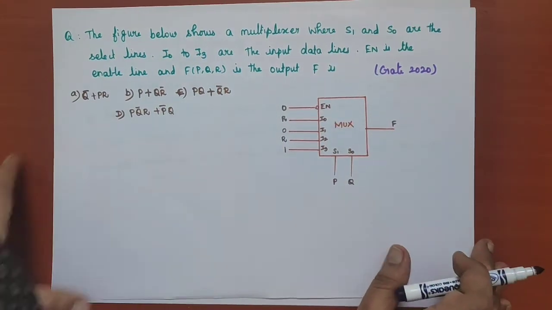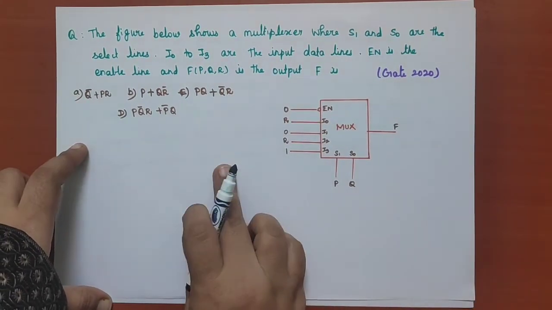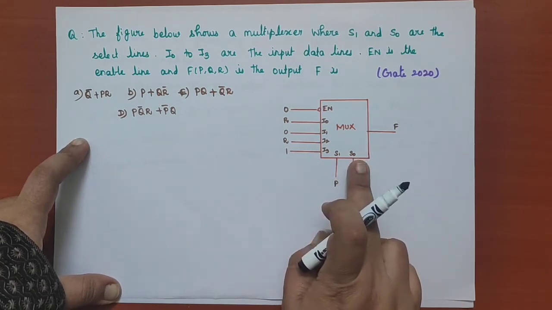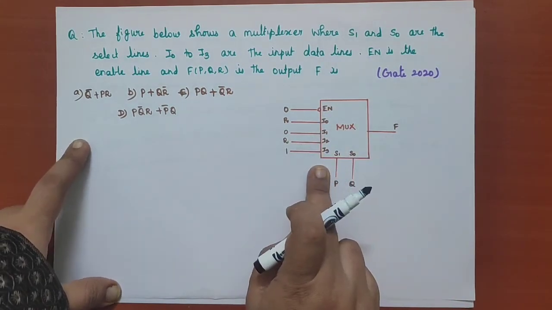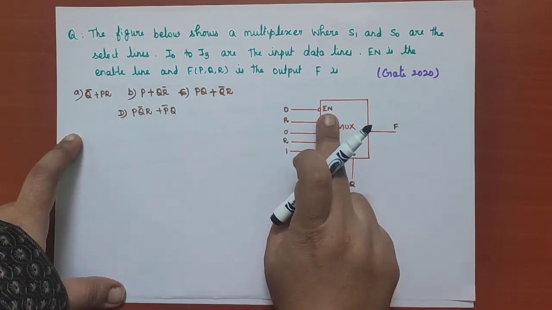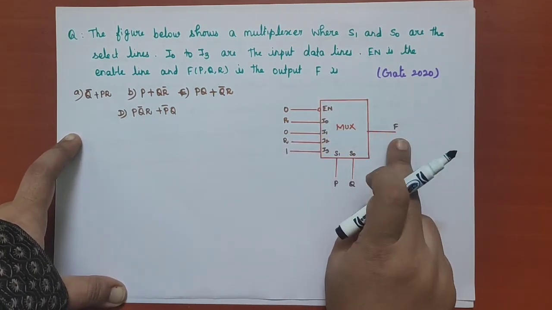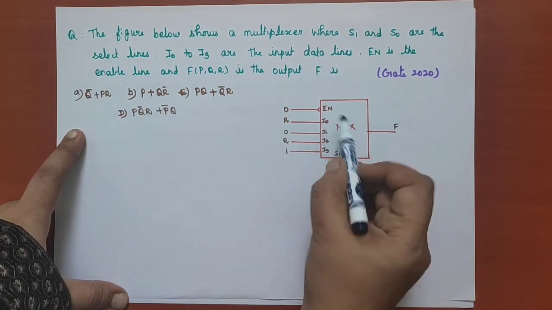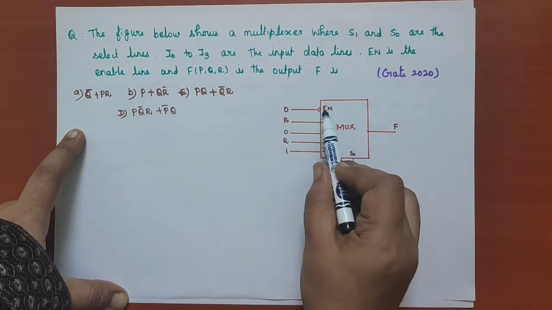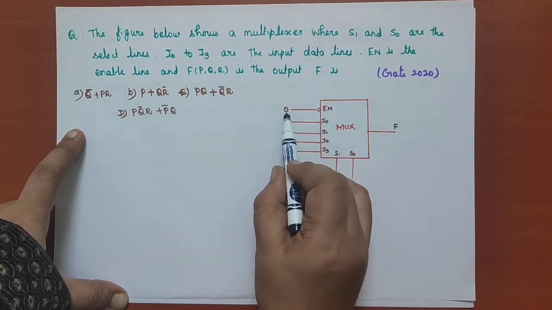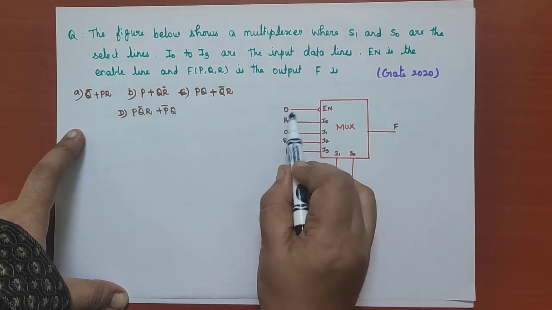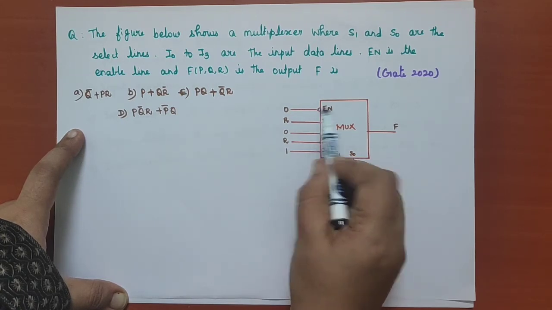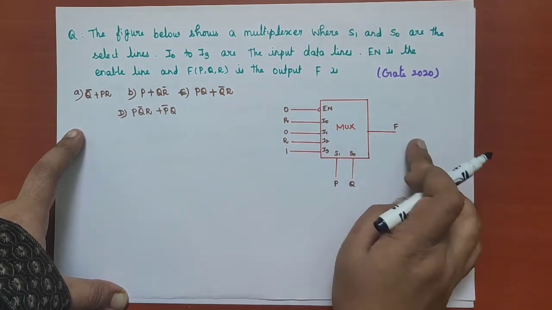Okay. The next question is, the figure given below is a multiplexer where S1, S0 are the selection lines, I0 to I3 are the input data lines, En is the enable line, and we have to find F. What is the output? The options are given. So this multiplexer will work only when the enable is high. Here the input given to the enable is 0, but it is given in the bubbled input, so it is high. So this multiplexer will give the output.